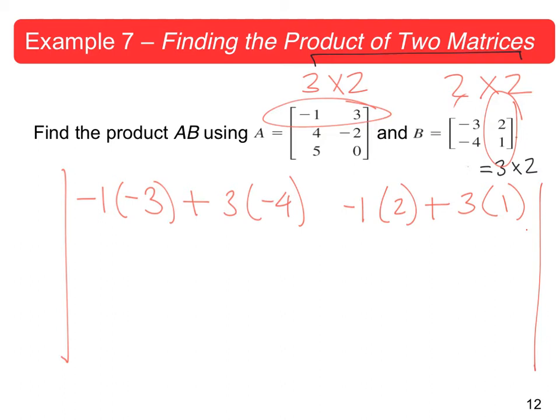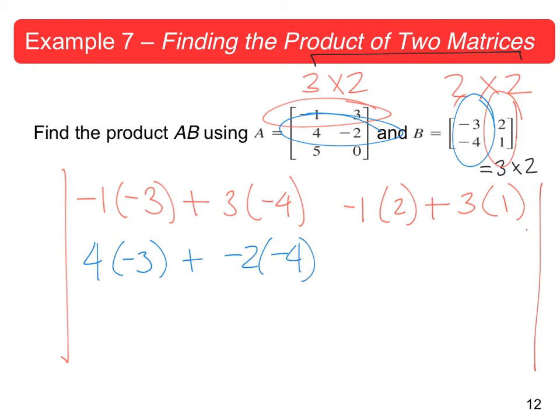And now that we're done with the first row, we're going to do the second row and the first column. So the pattern's going to continue. We're going to do 4 times -3 plus -2 times -4. So that was the first set of elements. Now we're moving on to column 2. So that's going to be 4 times 2 plus -2 times 1.